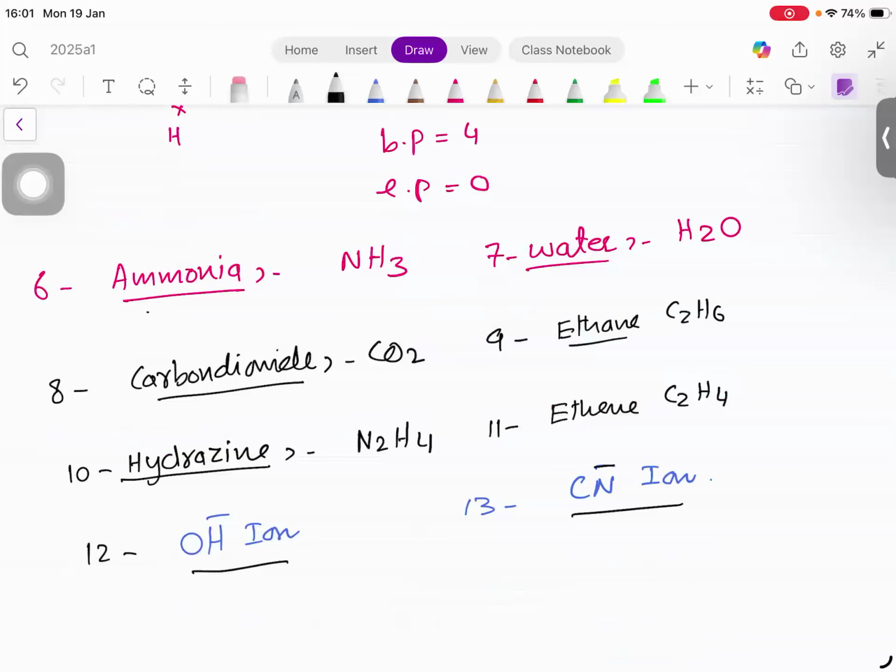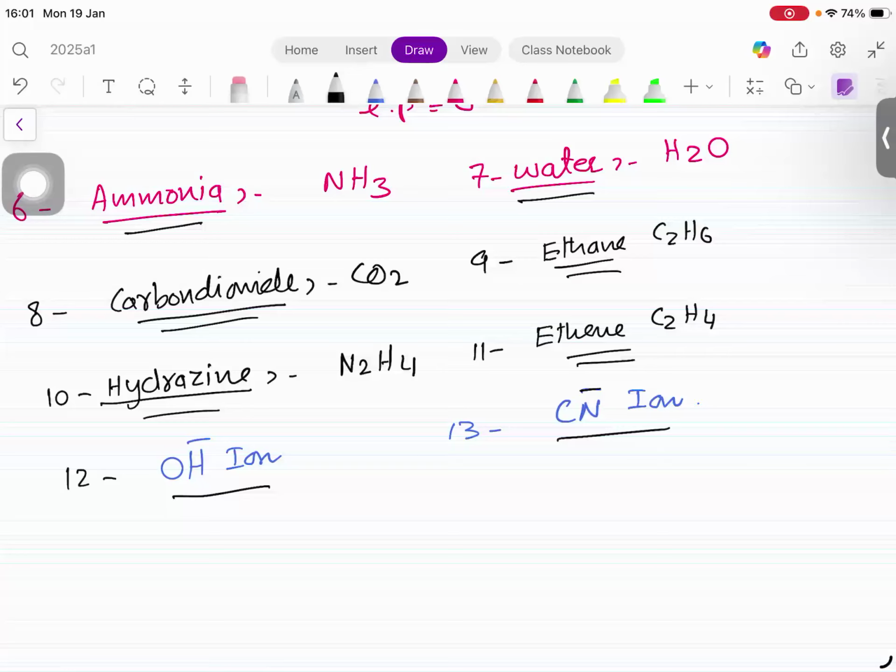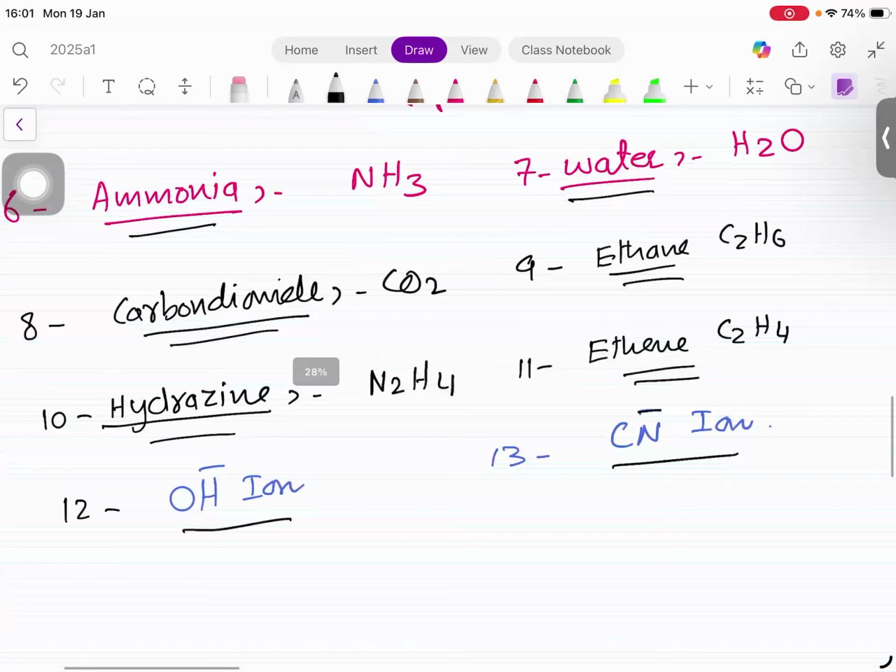I on purpose stopped for the ammonia, water, carbon dioxide, ethane, hydrogen, and ethene for you to lead. Can anyone help me with ammonia? Yes, go ahead. Ammonia.